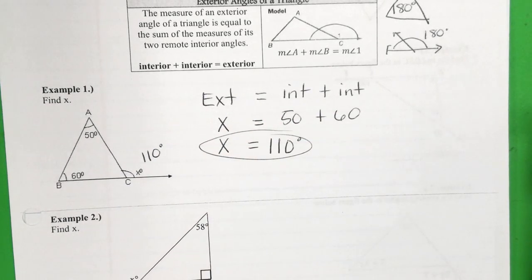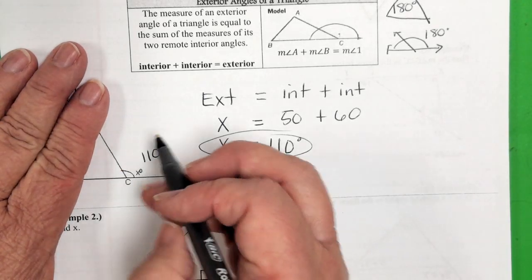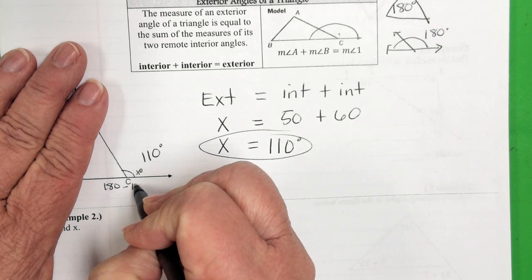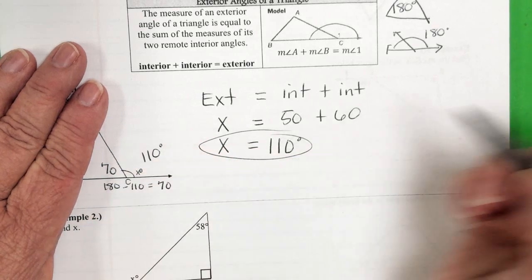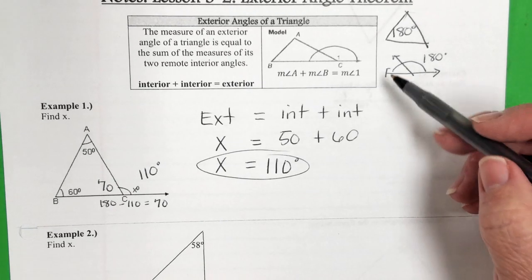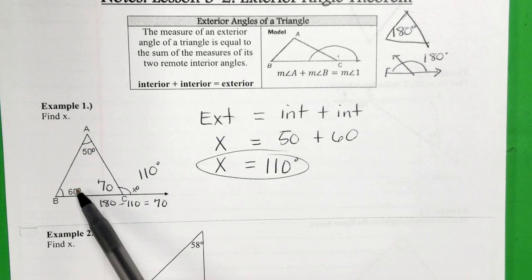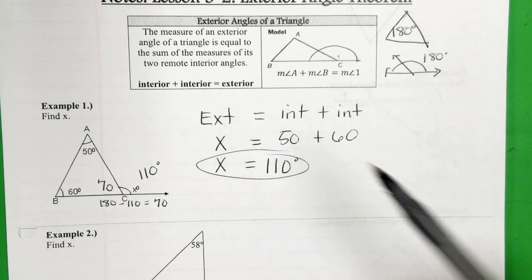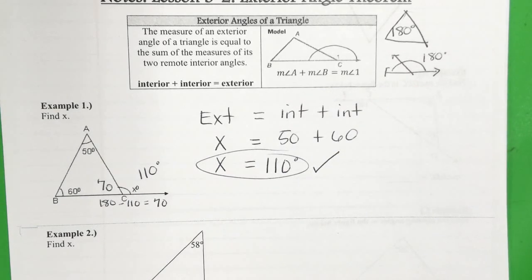To check our answer, to make sure we didn't make a miscalculation, we know that these two angles are supplementary. So if this angle is 110, we can do 180 minus 110, and we get 70. So this angle is 70 degrees. Remember, in a triangle, the total has to also be 180. So we can add the interior angles, 50 plus 60 plus 70, to see if we get 180. And we do. So we know our answer is 100% correct. And we can move on to the next problem.